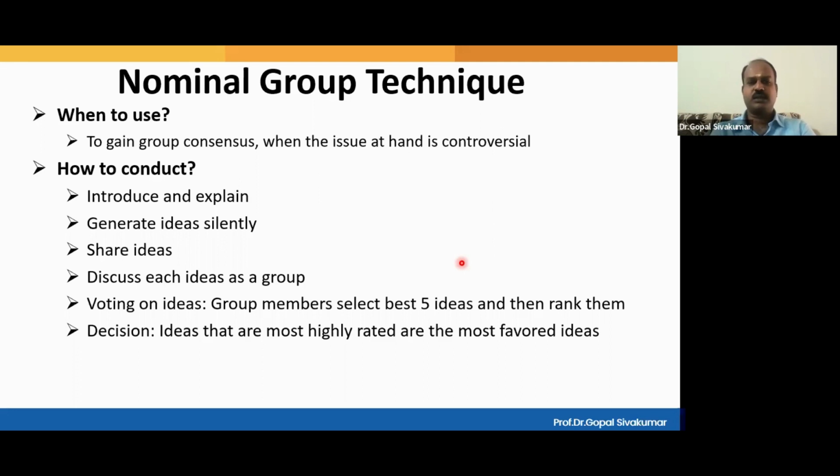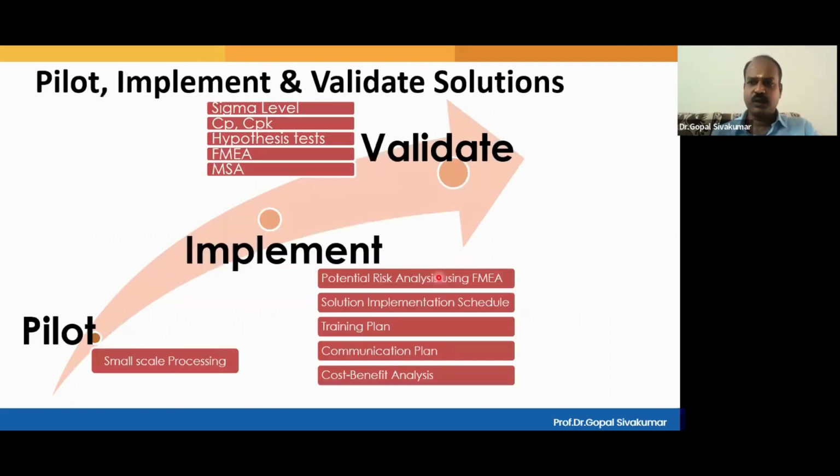And this is called nominal group technique. And the voting, the idea generation, and then their comments and everything, will be conducted in the form of a silent group meeting. So ideas that are most highly rated can be considered as the most favored ideas. This is called nominal group technique. And of course, piloting.